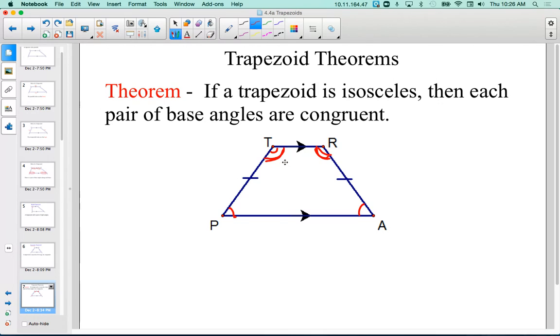This is similar to a congruent triangle or an isosceles triangle. If we had an isosceles triangle, the angles across from those congruent sides are congruent. Same idea here. You've got your congruent legs, well, the angles across from them are going to be congruent. Now, you have to be along the same base. So along PA, two congruent angle pairs, or along TR, two congruent angle pairs.